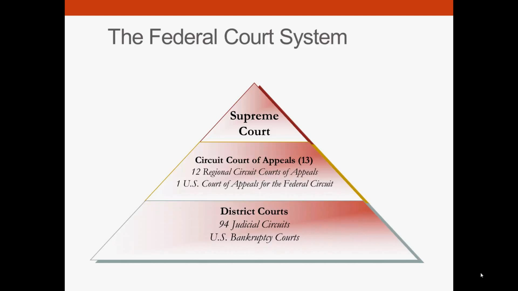The lowest and the largest tier includes the 94 district courts and other trial courts, such as the U.S. bankruptcy courts. The intermediate appellate level includes 13 circuit courts of appeal. 12 of these courts are regional circuits. The regional circuits include 11 numbered circuits and the D.C. Circuit. There is also the Federal Circuit Court of Appeals. Finally, the highest court is, of course, the United States Supreme Court. And as you all know, there is only one of those.